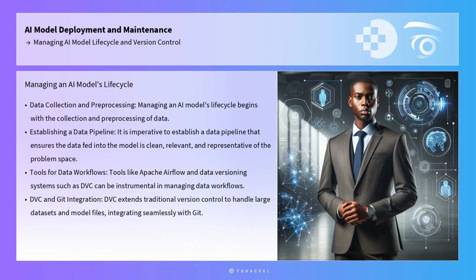In practical terms, managing an AI model's lifecycle begins with the collection and pre-processing of data. It is imperative to establish a data pipeline that ensures the data fed into the model is clean, relevant, and representative of the problem space. Tools like Apache Airflow and data versioning systems, such as DVC, can be instrumental in managing data workflows and ensuring that datasets are versioned alongside the models they train. DVC, in particular, extends traditional version control to handle large datasets and model files, integrating seamlessly with Git to provide a comprehensive versioning solution.